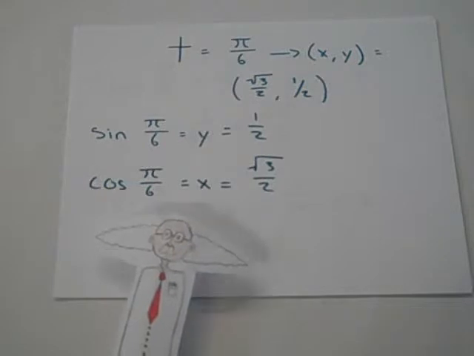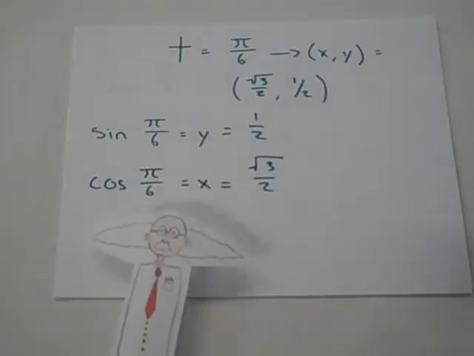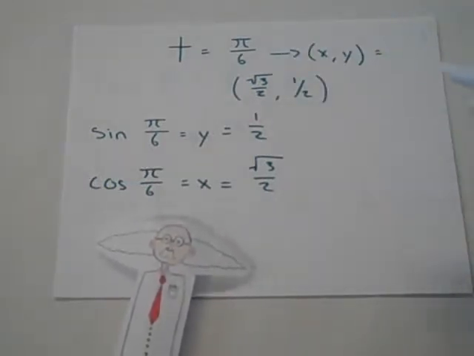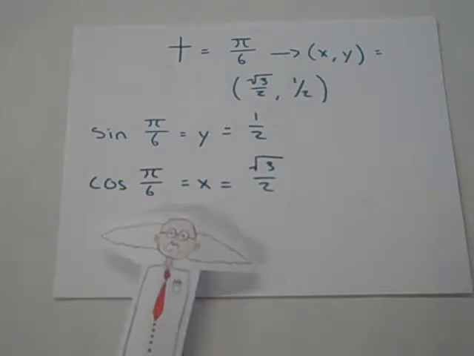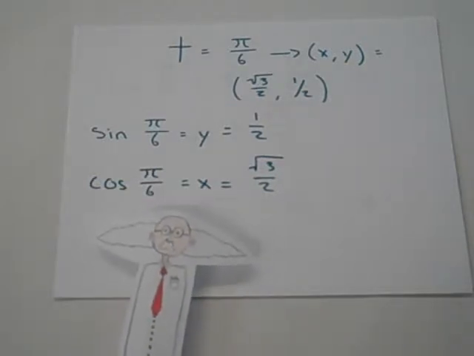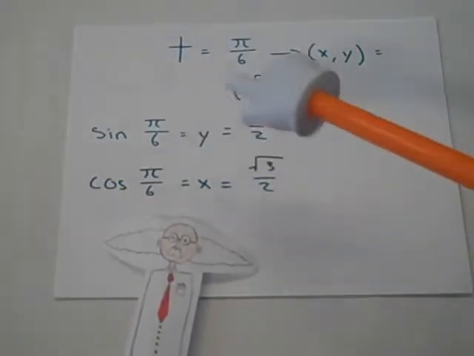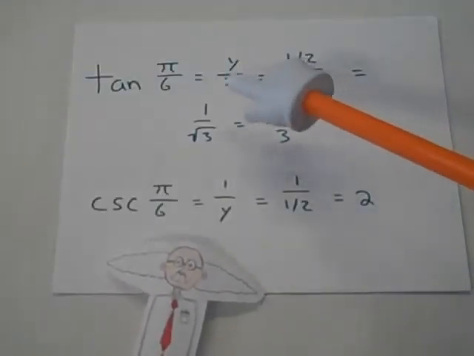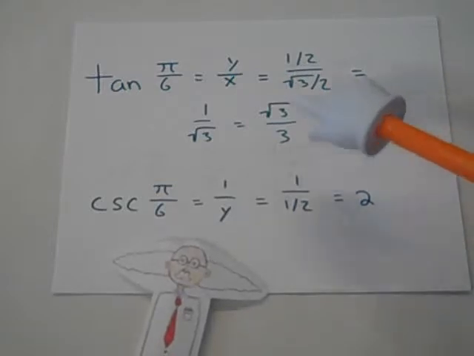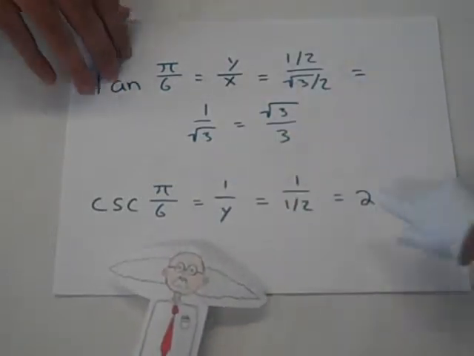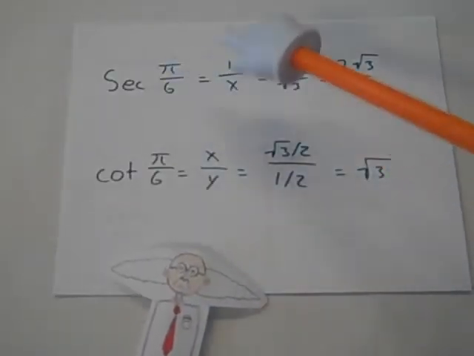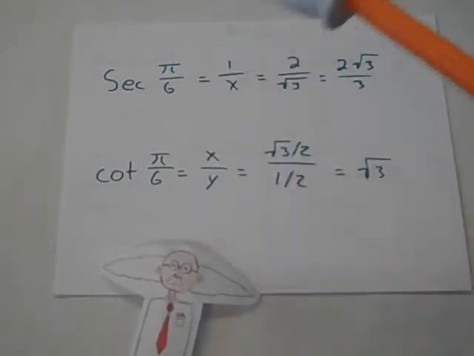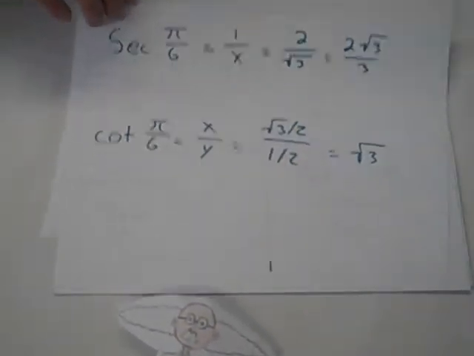For example, t equals pi over 6 corresponds to the coordinate (x, y) equals (root 3 over 2, 1 half). In this case, sine pi over 6 equals 1 half, cosine pi over 6 equals root 3 over 2, tangent pi over 6 equals root 3 over 3, cosecant pi over 6 equals 2, secant pi over 6 equals 2 root 3 over 3, and cotangent pi over 6 equals root 3.